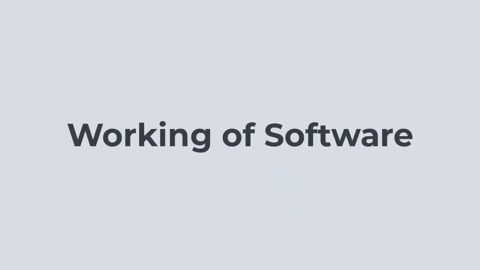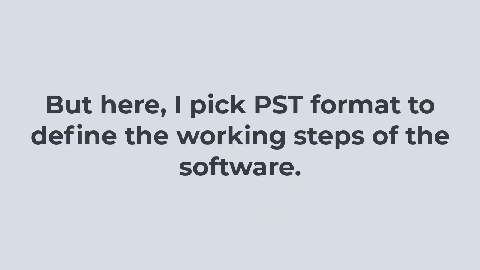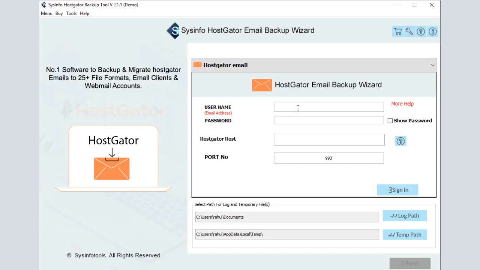Now, have a look at the working procedure of the tool. You can easily backup your HostGator emails into different file formats. You have to download and install the SysInfo HostGator backup software in your system. Now, by launching the software, you can find the login interface, where you have to enter the HostGator email ID, password, HostGator host number, port number, and click on the sign in button.